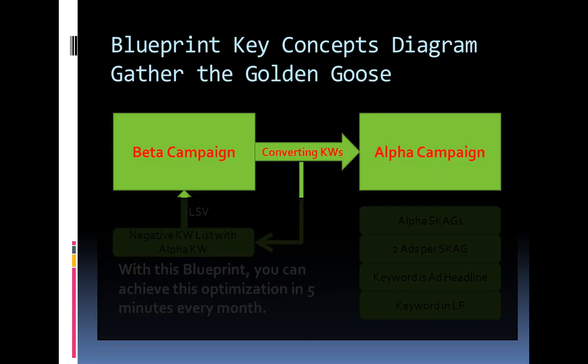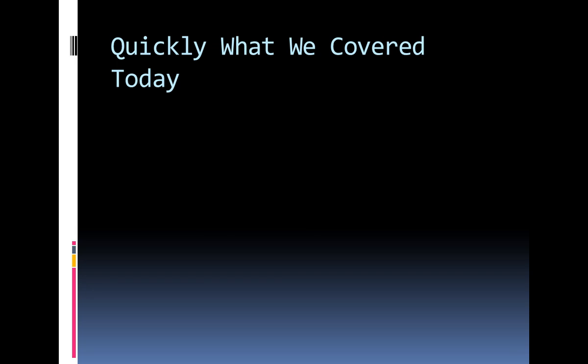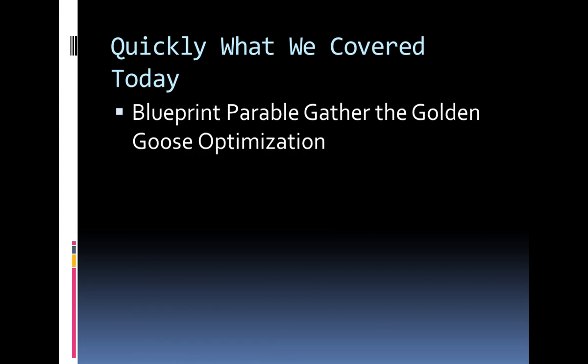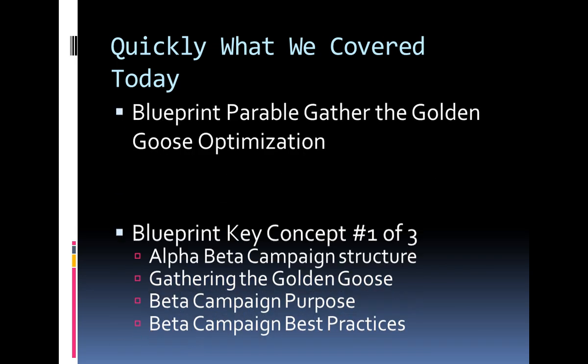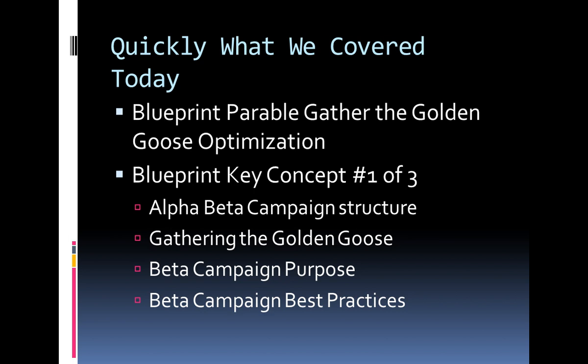All right, so let me just show you the high-level diagram that we went through. So we talked about the beta campaign, and then we talked about the converting keywords. Next we'll talk about alpha campaigns, right? So that's the diagram, and then let's just quickly recap what we covered today, all right? We covered the blueprint parable, gather the golden goose optimization, all right? And then we also tackled blueprint key concept number 1, alpha beta campaign structure, gather the golden goose, beta campaign purpose, and beta campaign best practices.